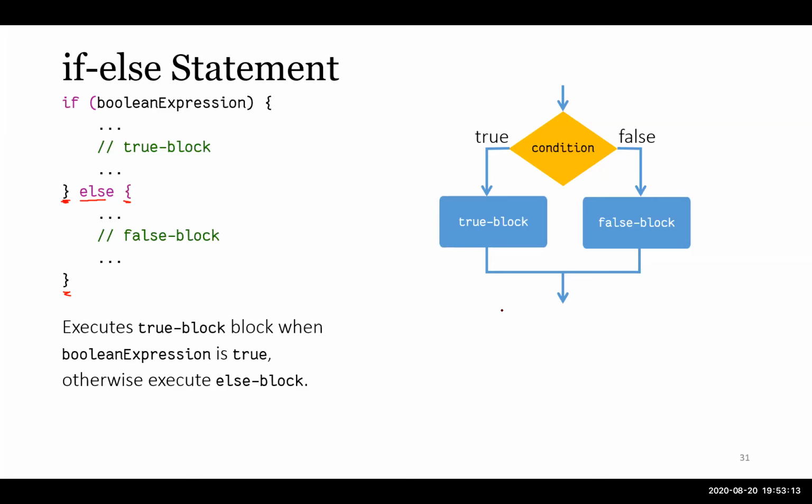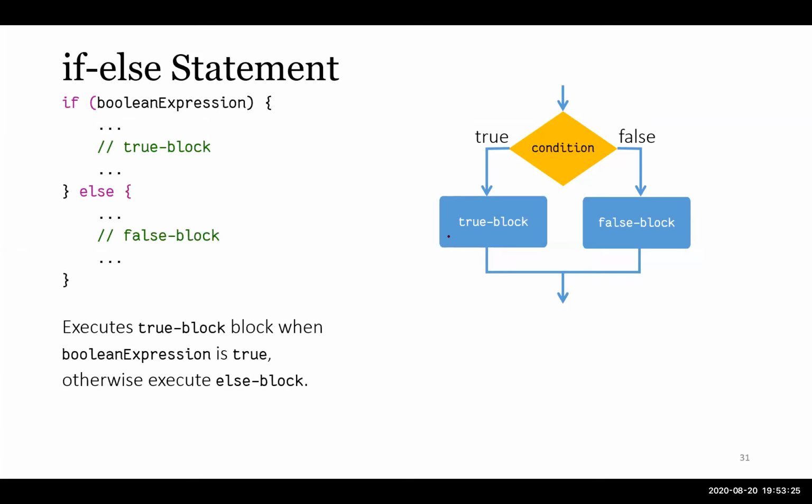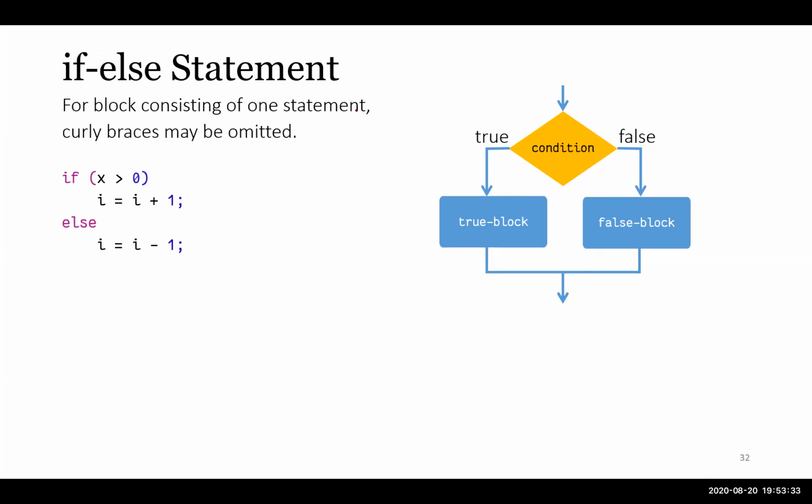So the flow chart looks like this. The condition comes here, true, or comes here, false. So this is how it looks. Okay so far? Any problems here? No problems, right? This should be quite straightforward. Now, I will explain something about C.